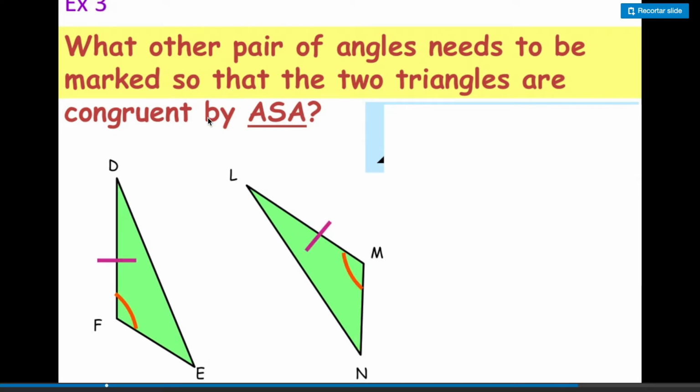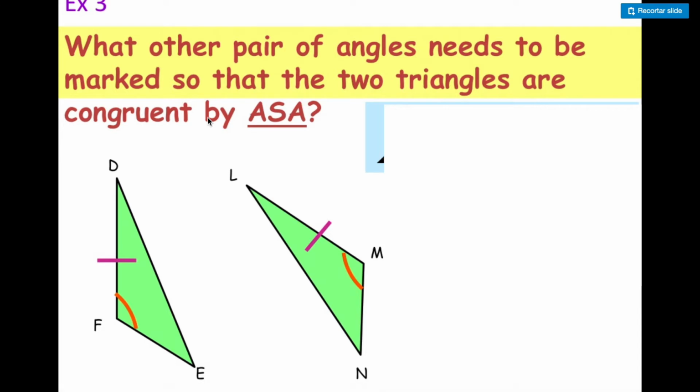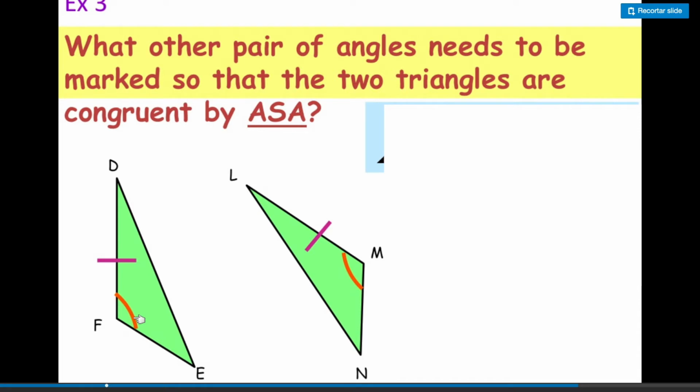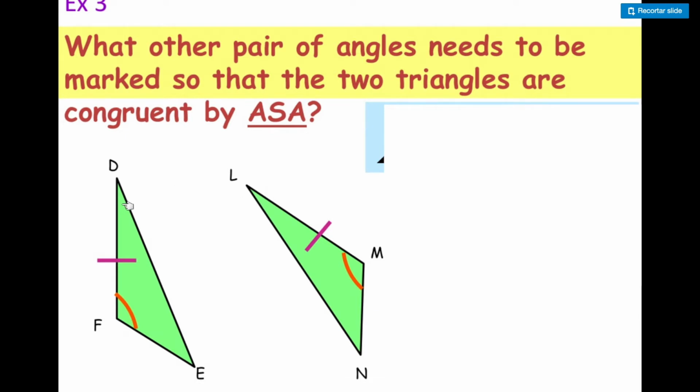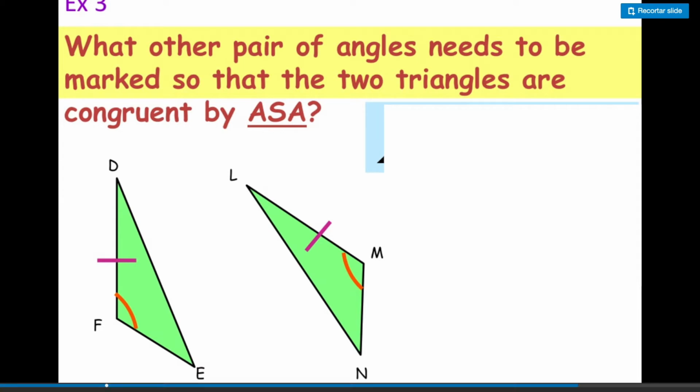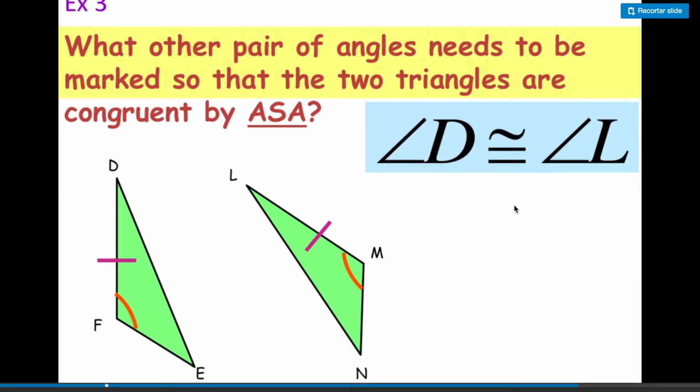What other pair of angles need to be marked so that the two triangles are congruent by angle, side, angle? So angle F is congruent to angle M, and we want the reason to be angle, side, angle. Then the side must be included, which means in the middle of the angles. Then I must have this angle L marked, and this angle D must be the matching corresponding angle marked with two arcs. Then we will have the reason angle, side, angle. So the answer is angle D congruent to angle L.